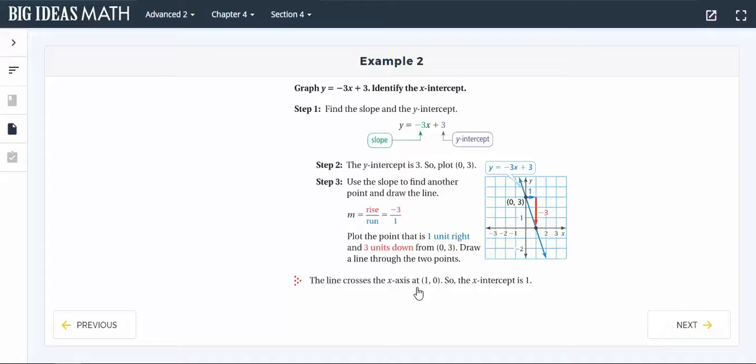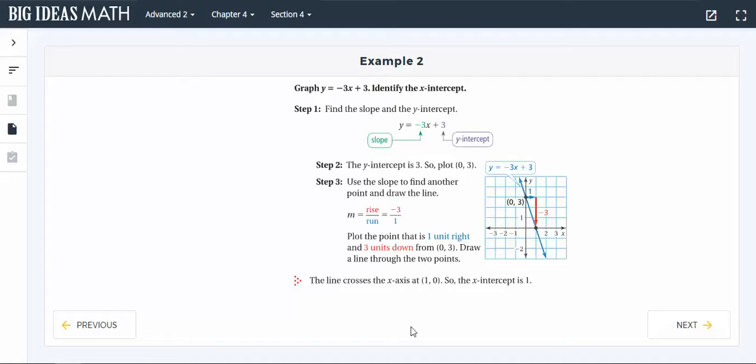The line crosses the x-axis at (1, 0), so the x-intercept is 1, at (1, 0). So then you can see where the x-intercept is. And that's what they were asking you to find, the x-intercept. So we wanted to go down 3 and over 1.